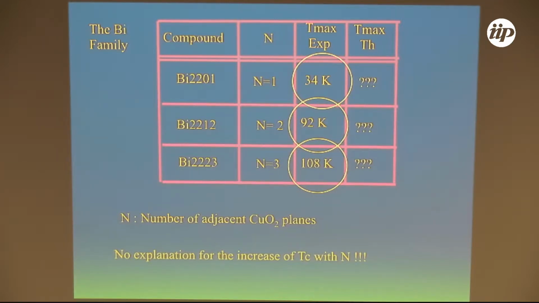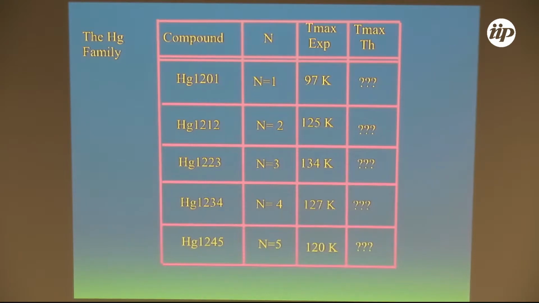So, from the theoretical point of view, there is nothing about this. No explanation. Take the mercury family, for example. We start with 97 Kelvin, 125, 134. And if you increase further, these temperatures go down a little bit, and eventually become similar to the two-layer. So again, no theoretical explanation for this.